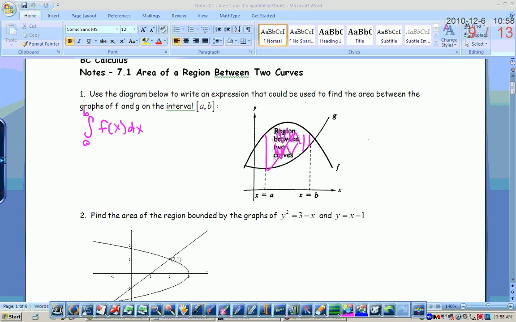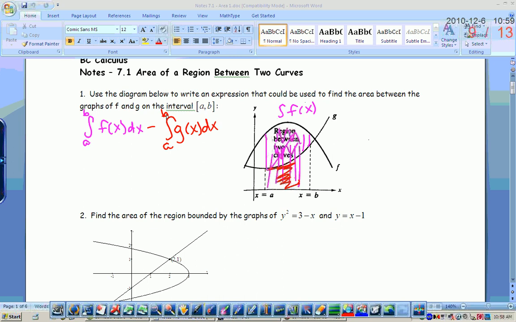And that would actually give me that whole part right there, the integral of f of x. And then if I were to subtract the integral of g on that same interval, then I would be left with that purple part right there. Good.